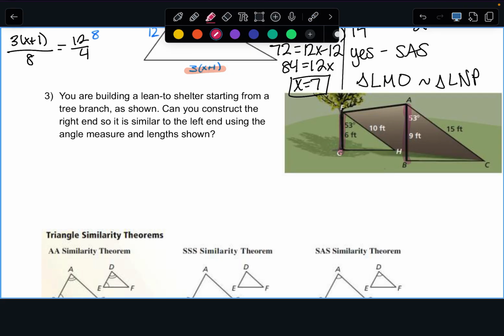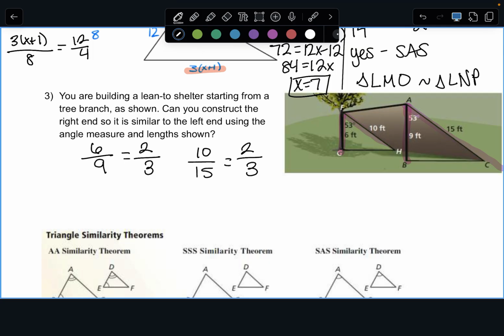Let's look at the left side first. The 6 and the 9. If I put 6 over 9, divide by 3, we get 2/3. So the pink, my ratio is 2 to 3. If I do the other side that I know, 10 and 15, what does that reduce to? 2 and 3. 2/3. So now I have two sides.